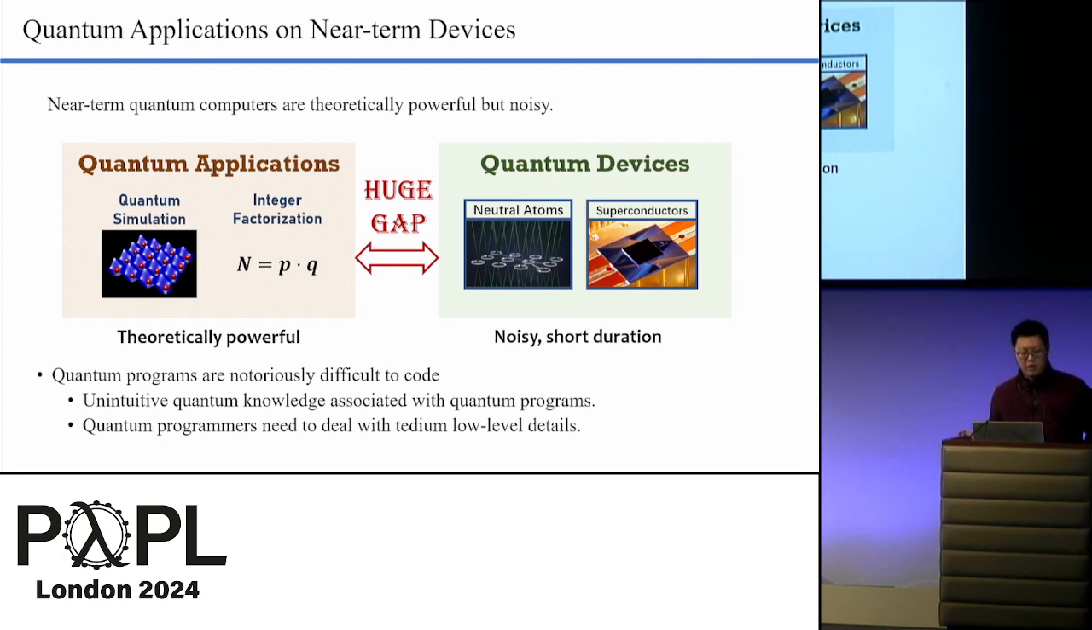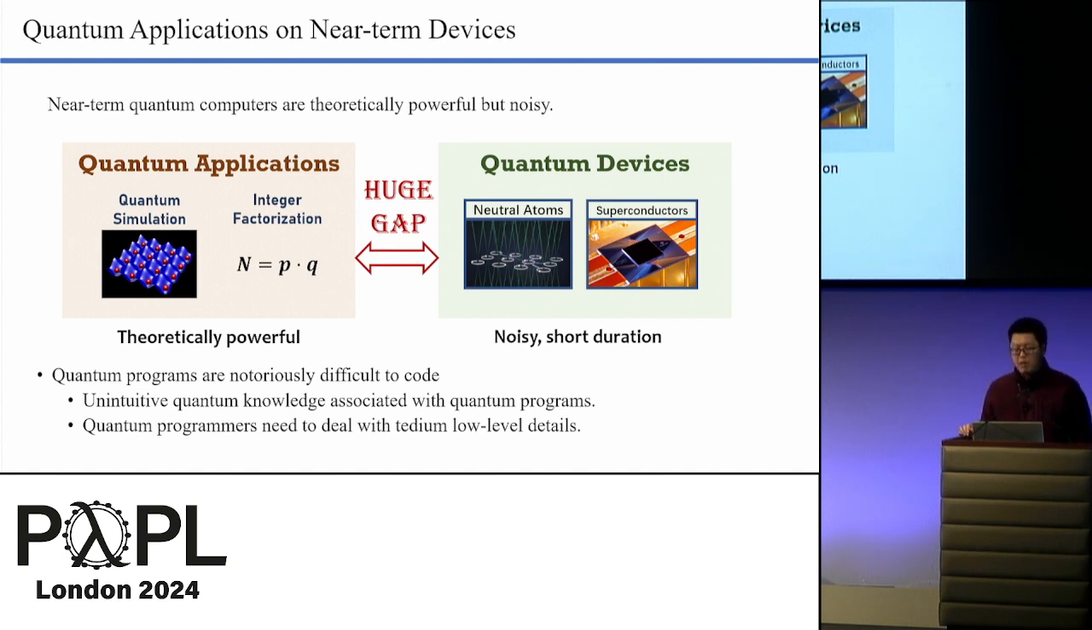We know that near-term quantum computers are theoretically very powerful, and we usually hear from the news that quantum computers can solve some problems that classical computers cannot solve, for example, quantum simulation problems or integer factorization problems. It has been proved that they are very powerful theoretically. However, there is still a huge gap between these theoretically powerful quantum computers and real quantum devices.